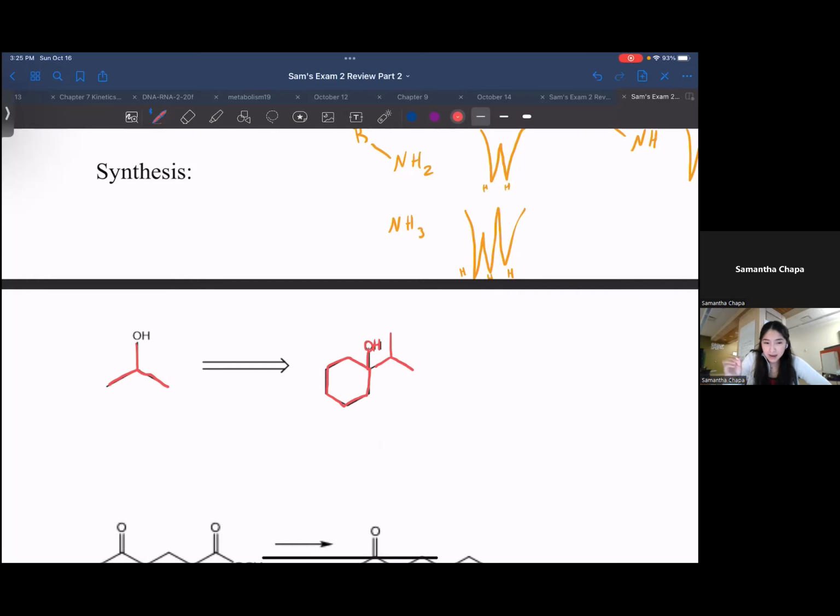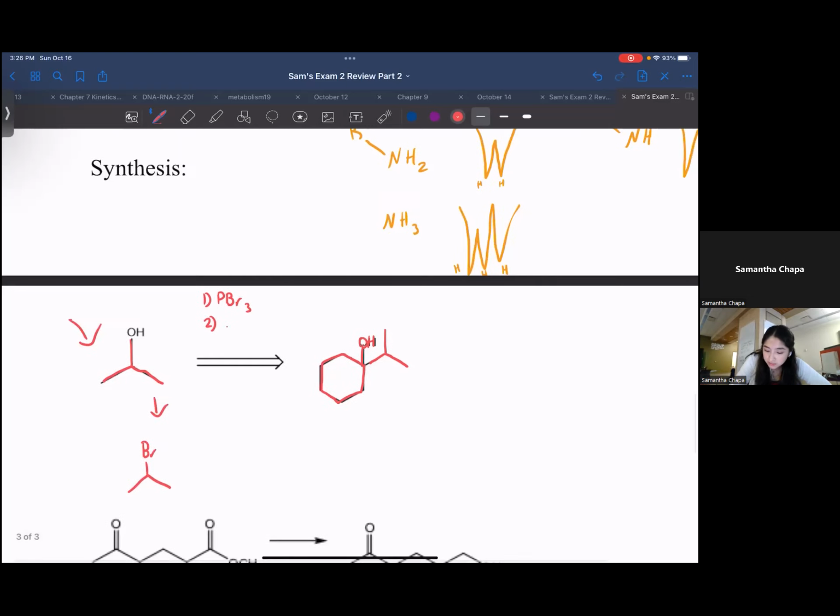So I'm going to start turning this group right here into an organometallic. And the way that I can do that is I want to turn my OH into bromine. And so with that, I'm going to use PBr3. So OH turns into bromine, PBr3. Second thing I do is I want to make an organometallic. So I already have my bromine, and now I'm going to use my magnesium with an ether. The ether is just the solvent in this case to help the magnesium go in between the carbon and the bromine.